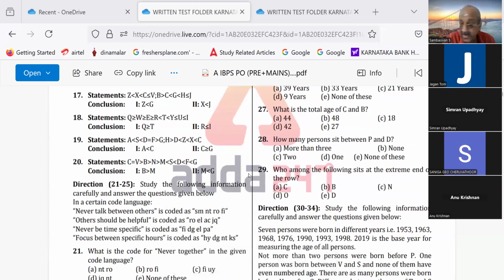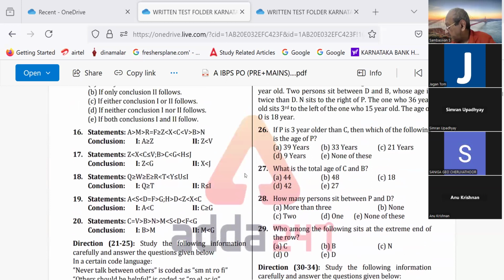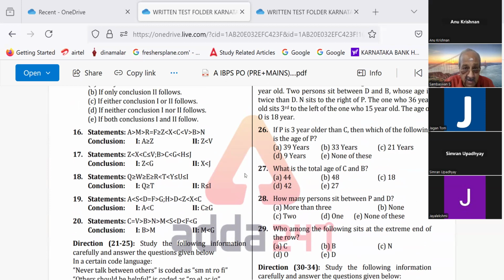20th question. What is the answer for 20? Excuse me, sir. The option is E, right? Correct. Both are true. Anybody not understanding question number 20? Please raise your hand if anybody has a doubt.